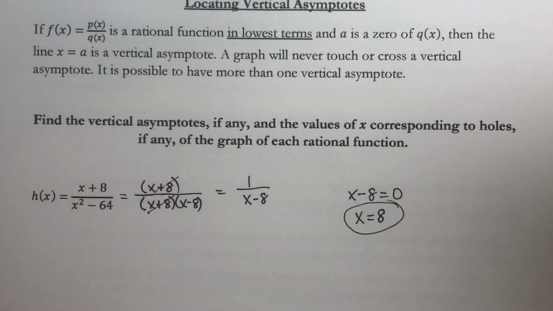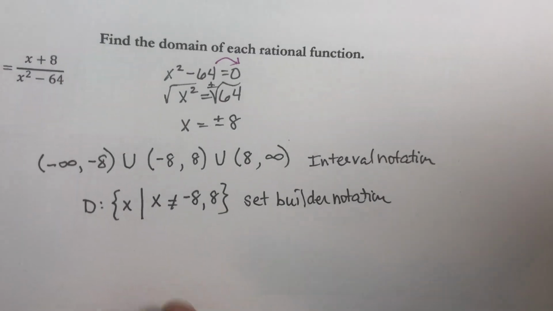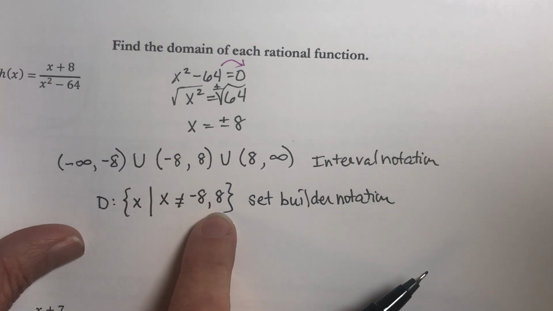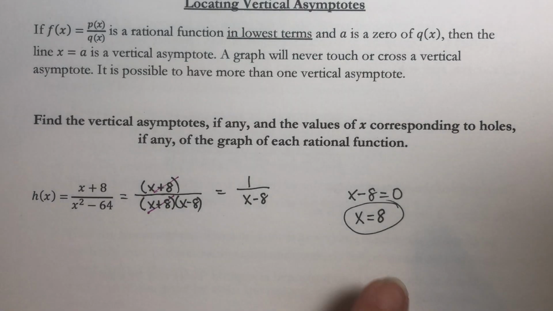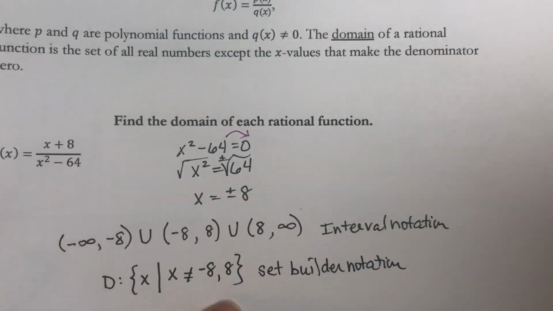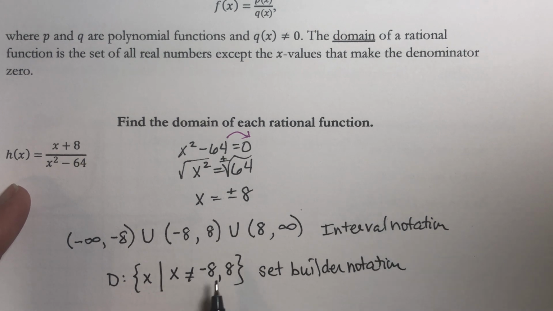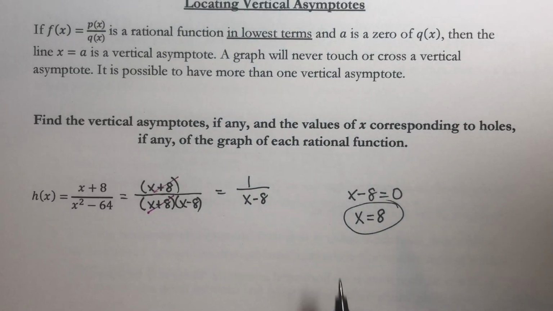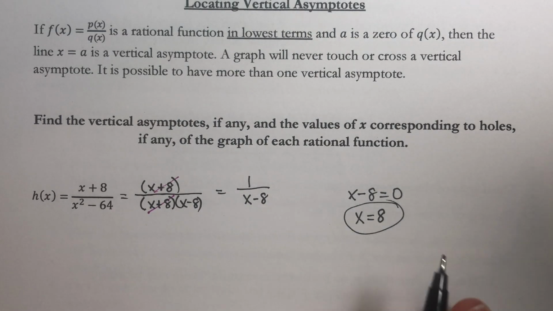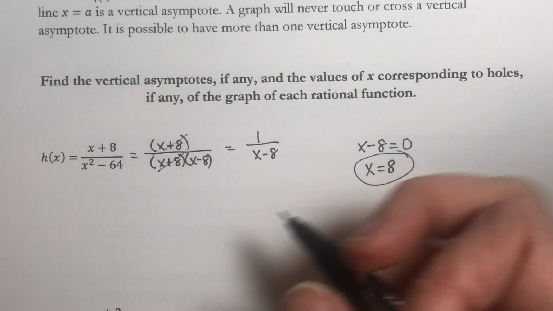Okay. One thing here, our domain and our vertical asymptotes are related, but they are not the same. Right here, we had to eliminate -8 and +8. Okay. Our vertical asymptote is always not part of the domain. But it is possible to have things that are not part of the domain, like this -8, that are not vertical asymptotes. Okay? And just a note here.